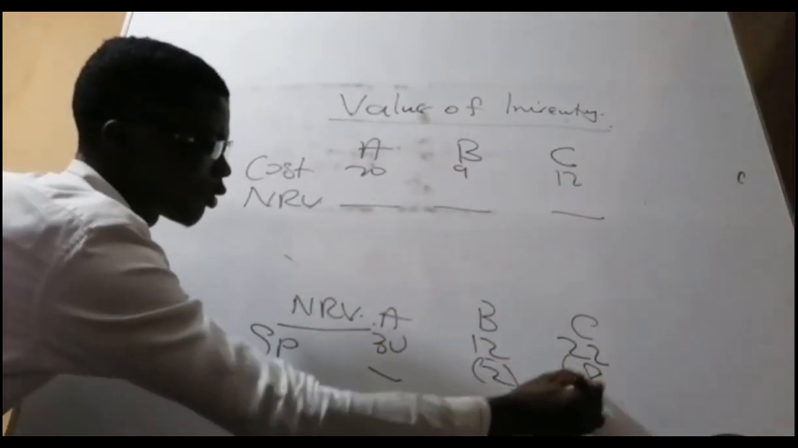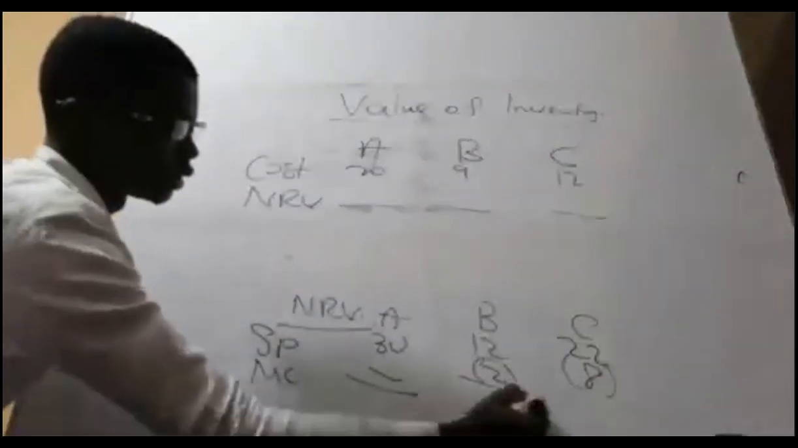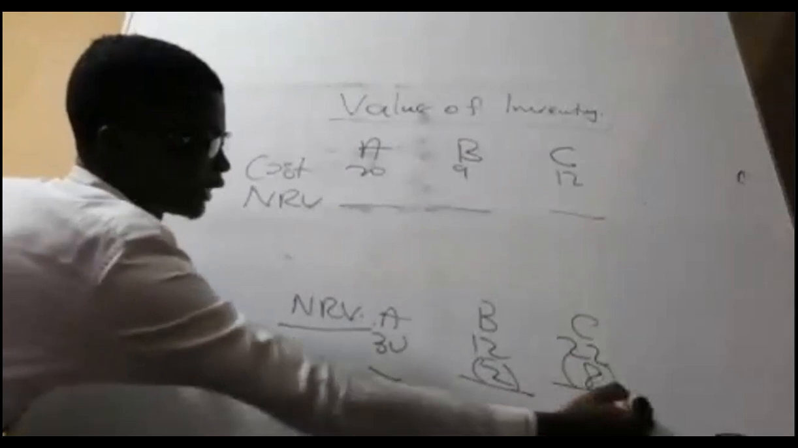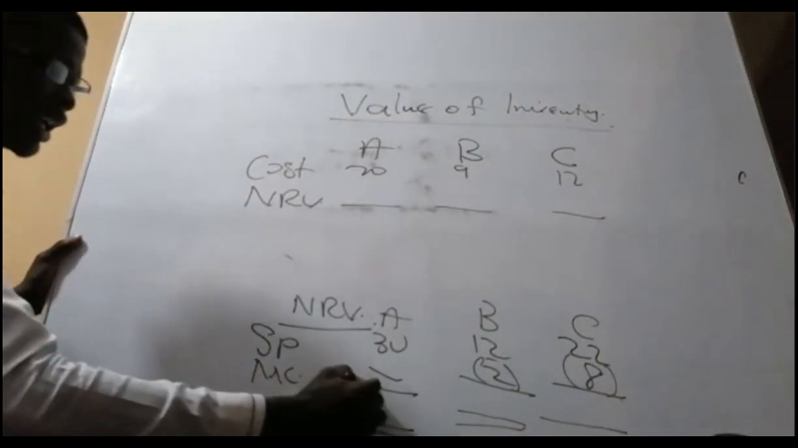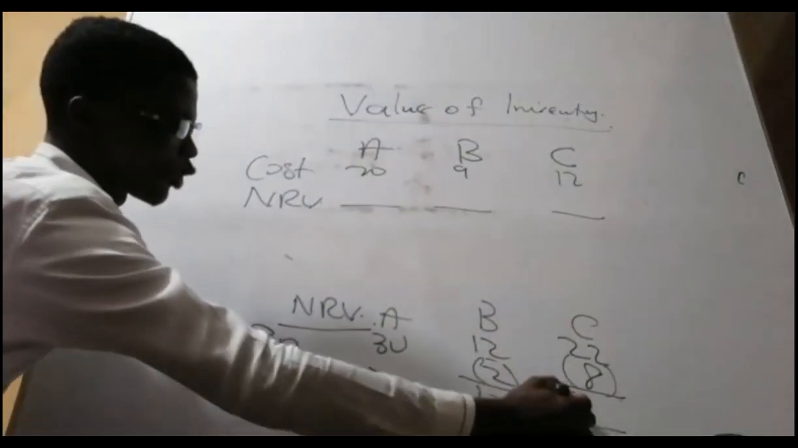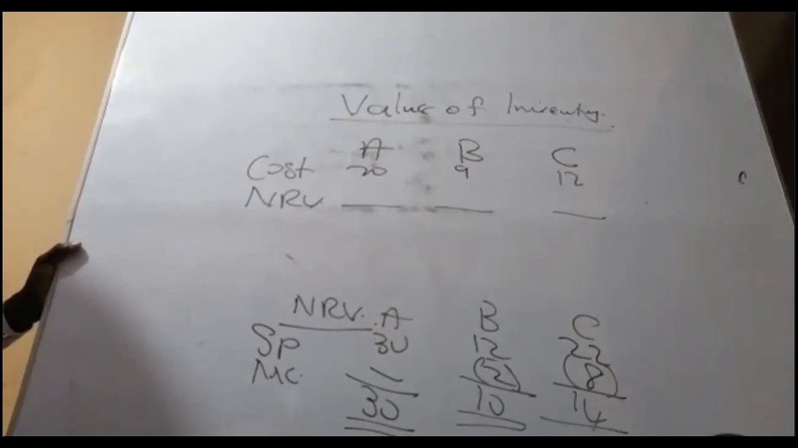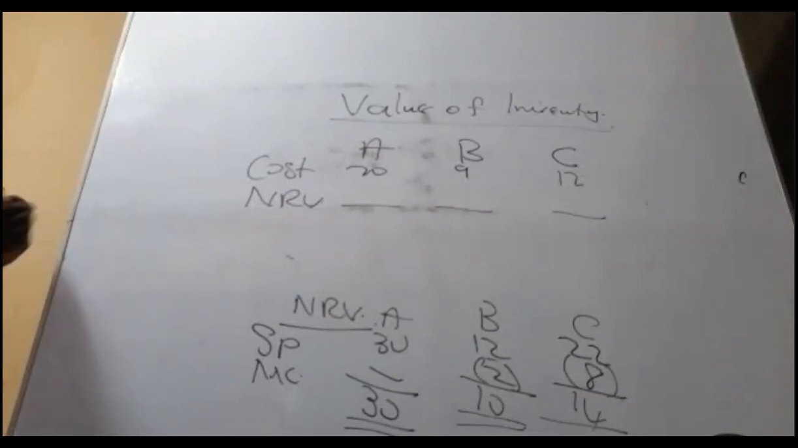So therefore, the NRV will be something like this, and then you subtract them. Good. So here will still be 30. Here will still be 10 Ghana cedis, and you'll have 14 cedis. Or 16 cedis. Okay, so that is it. Then what do we do? Now we know the NRV.